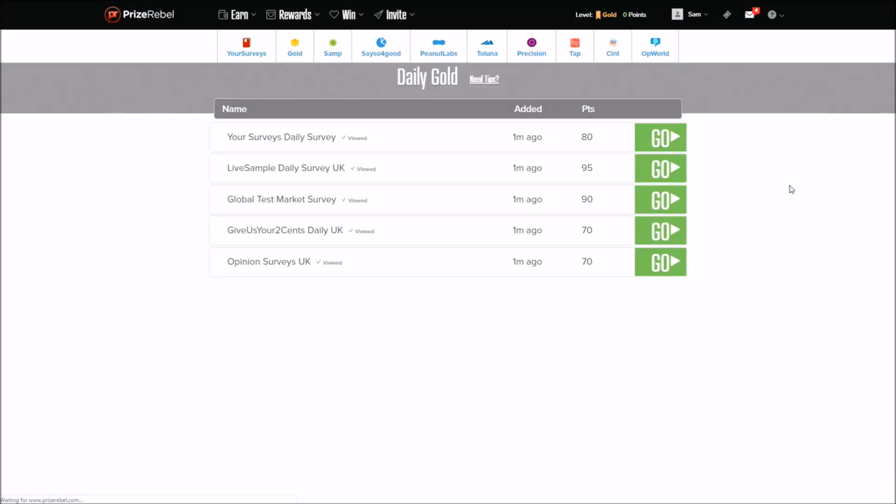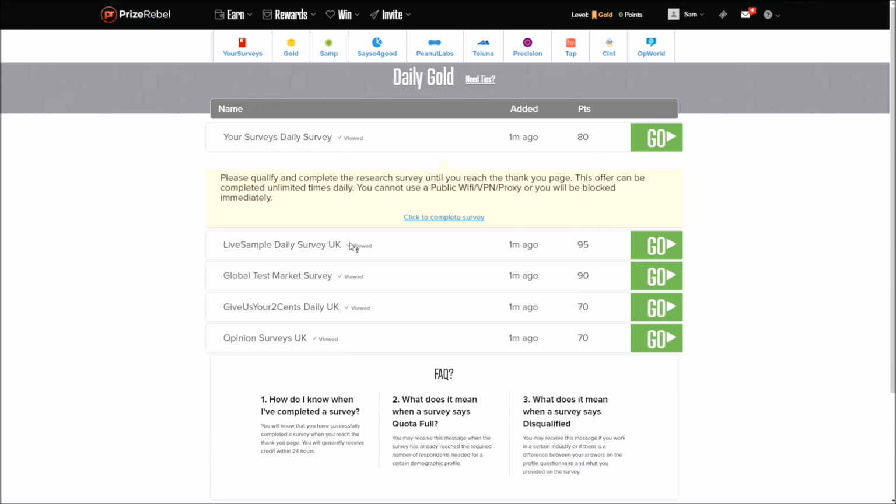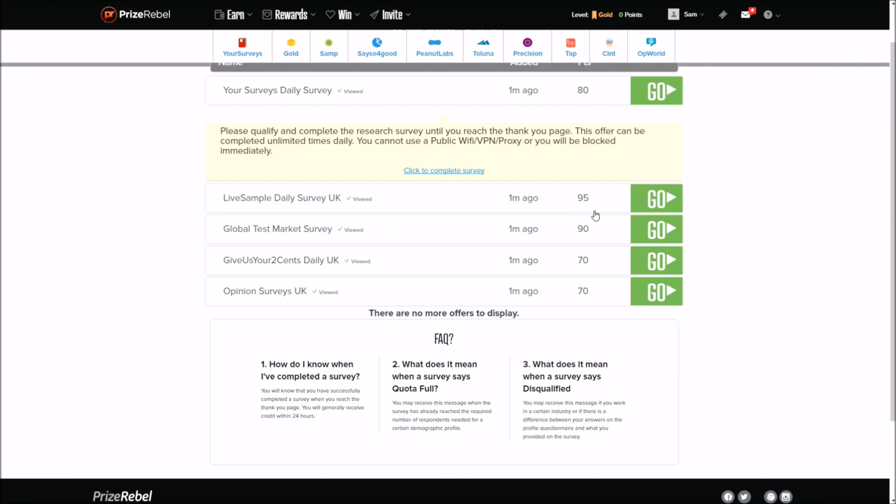If we move on to the gold section, this is similar. You've got your surveys, daily survey. That might be the same one as that one. I think it is. But yeah, you can see it's 80 points, so that'll be the same one. But you've got other daily surveys here. It's probably best doing these 90 and 95 ones, still not straight away. These are going to be sort of like your second choice, third choice surveys to do.